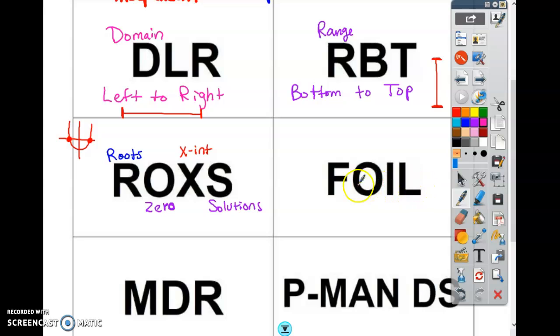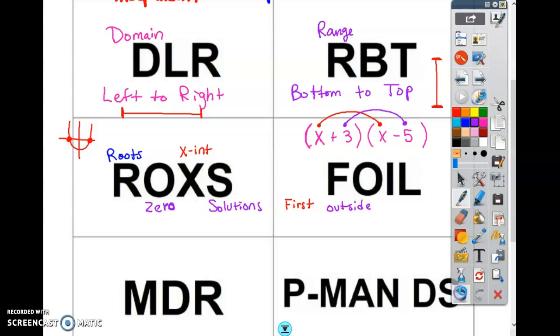Okay, the next one, we don't use it too often, but we can. It's called FOIL. Okay, and I'm going to give you an example. Let's say you are multiplying two things, x plus 3 times x minus 5. Okay, you can use FOIL to simplify, to multiply those out, and you will use F means for the first. So you're going to multiply the first ones. This one times the first one of this one. Okay. The O stands for outer or outside ones.